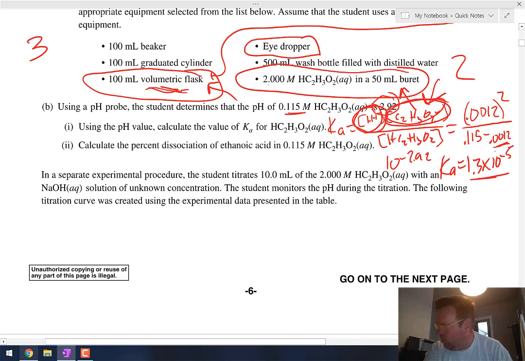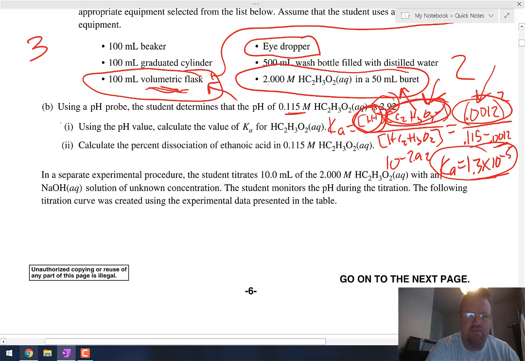Now, the way that they awarded points on this is they did give you 1 point for getting the correct 0.0012, and then another point for the 1.3 times 10 to the minus 5th. So part 1 was worth 2 points as well. So we're up to 5 points through part B.